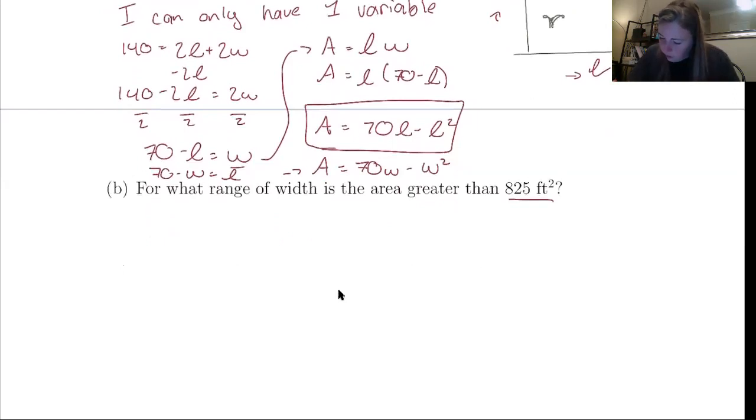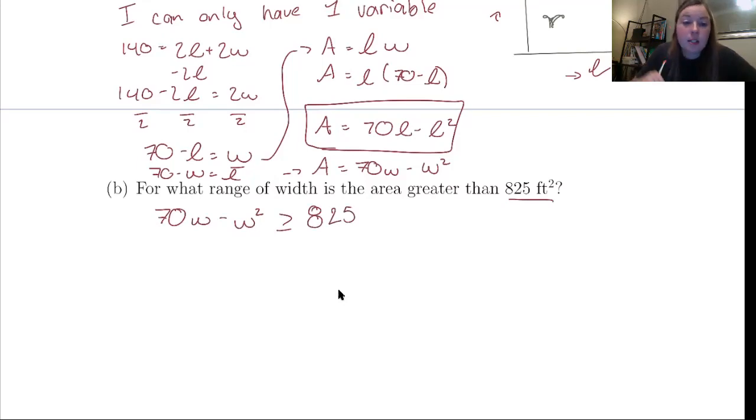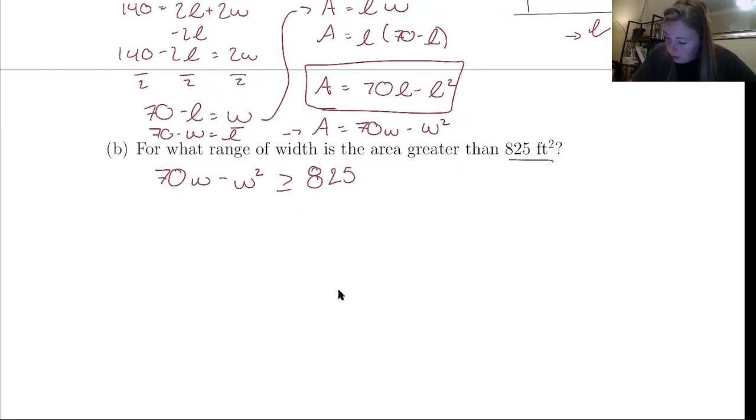So what range of width is the area greater than 525? I want to know when 70W minus W squared is greater than 825. And on exams or homework, I'll specifically say that I want you to do this by hand and not with a graphing calculator. And we know how to do this.